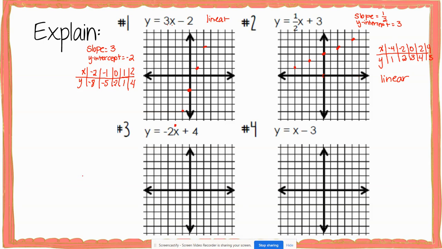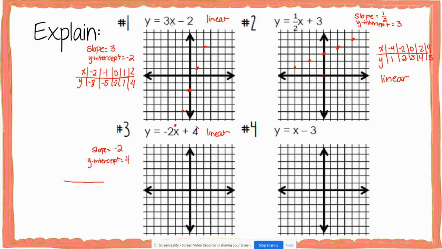For number 3, we see y equals -2x plus 4. Well, this is also in the form y equals a number times x plus another number. So we know that this is going to be a linear equation. Our slope is the number being multiplied by x. So our slope is -2. Our y-intercept is the number being added here. So this is +4, which means it is a +4.